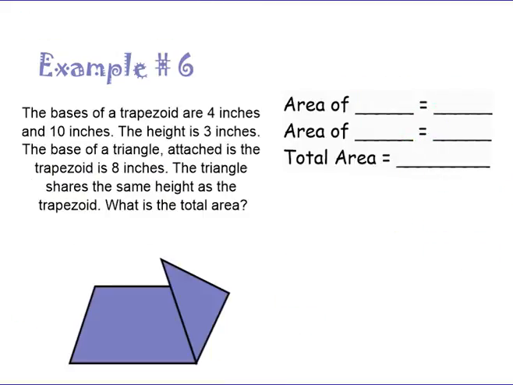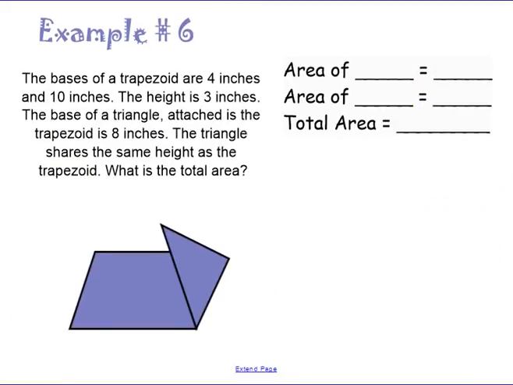All right, next example. The bases of a trapezoid are 4 inches and 10 inches. The height is 3 inches. The base of a triangle attached to the trapezoid is 8 inches. The triangle shares the same height as the trapezoid. What is the total area? So don't let this be overwhelming to you. We just have to take it one step at a time.